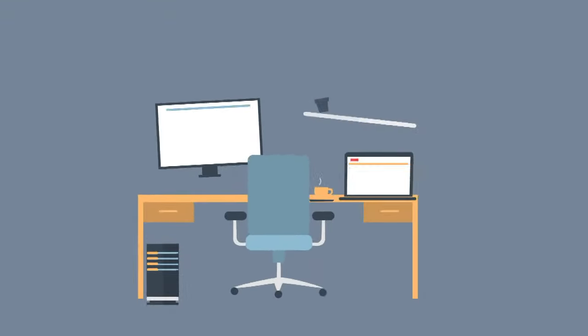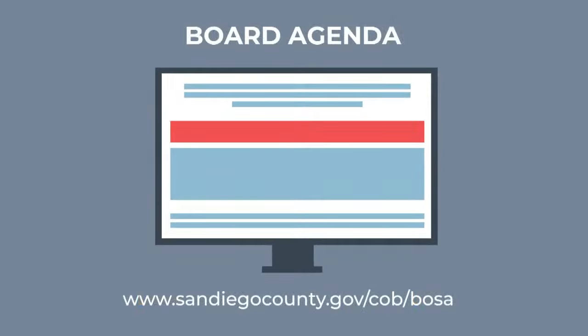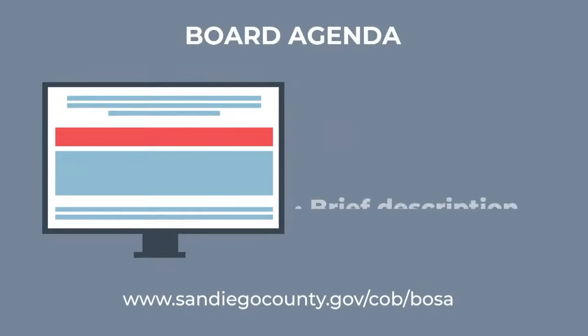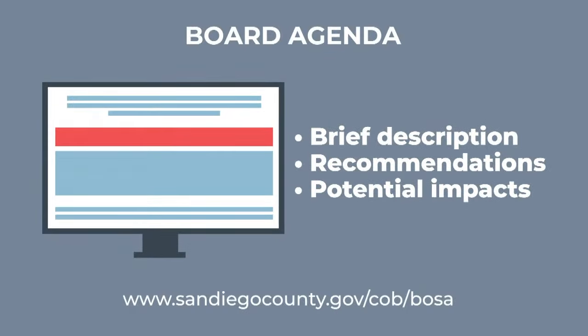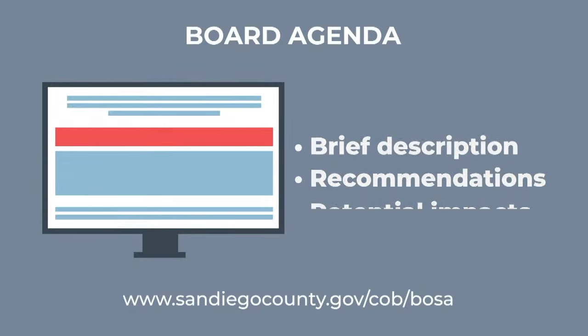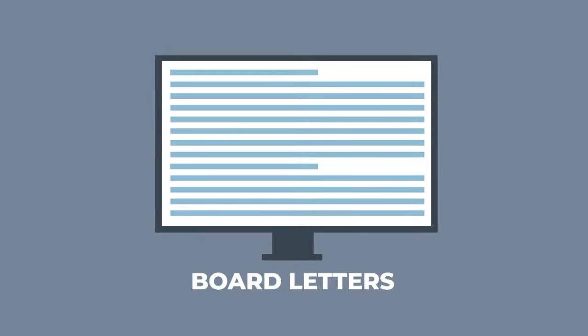First, hop online and look at the agendas. This will give you the scoop on what's coming up before the board. Each agenda item includes a brief description of the issue, the recommendations, and potential impacts. If you need more detail, check out the detailed reports online. Those are called board letters.